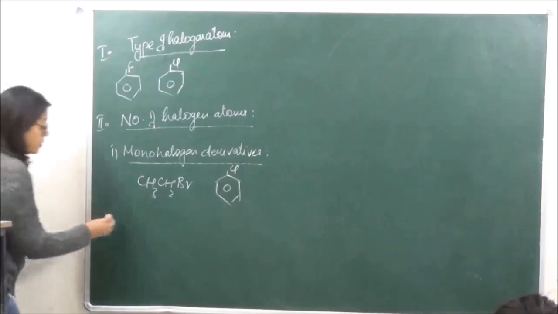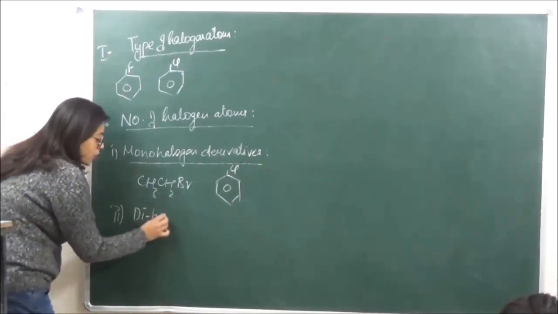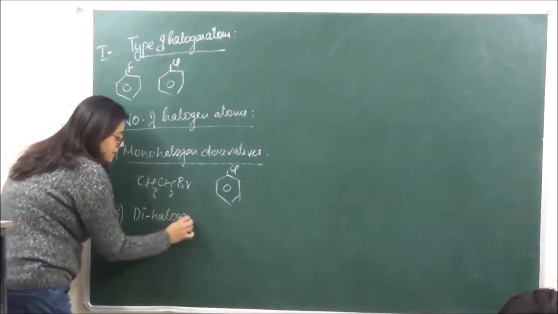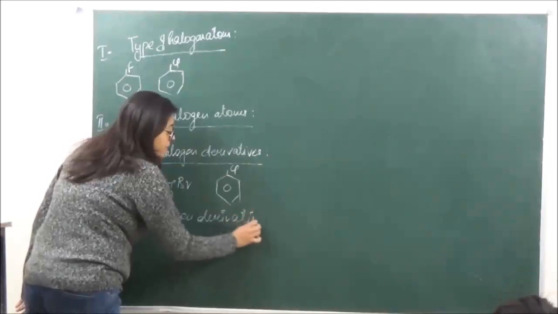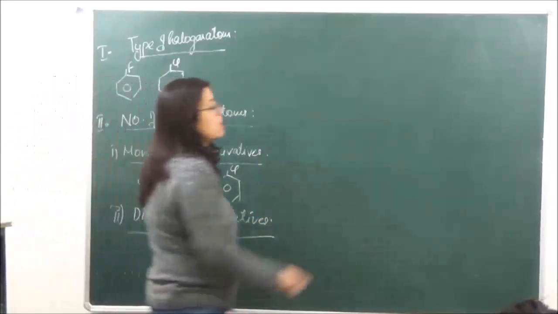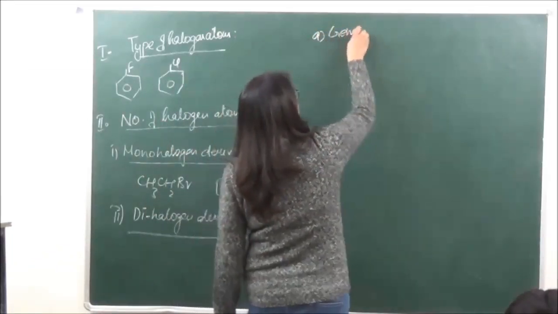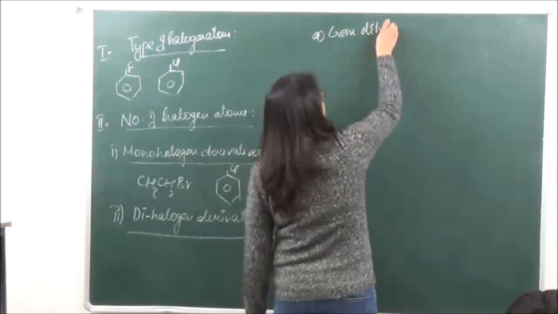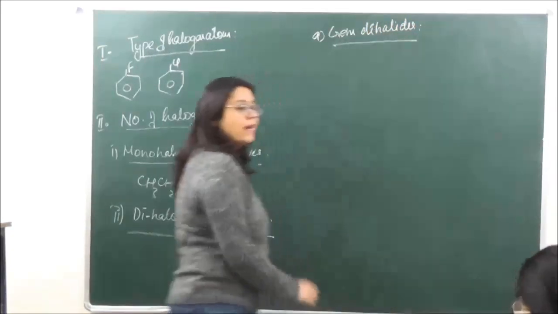The second type which we have, they are known as dihalogen derivatives. The dihalogen derivatives, they are further classified into two types. One which are known as gem dihalides.